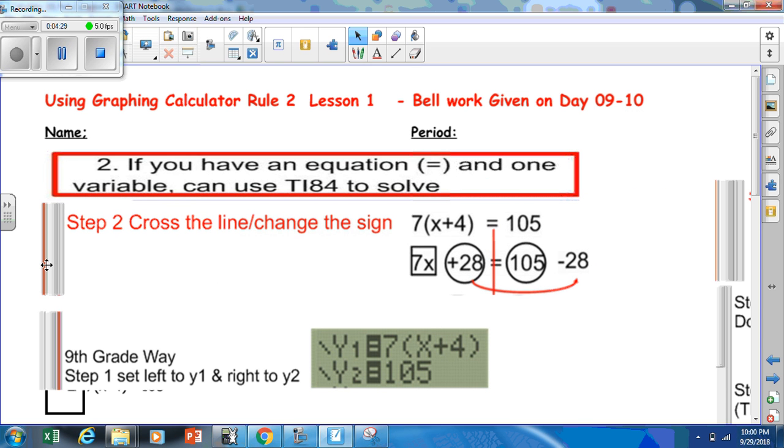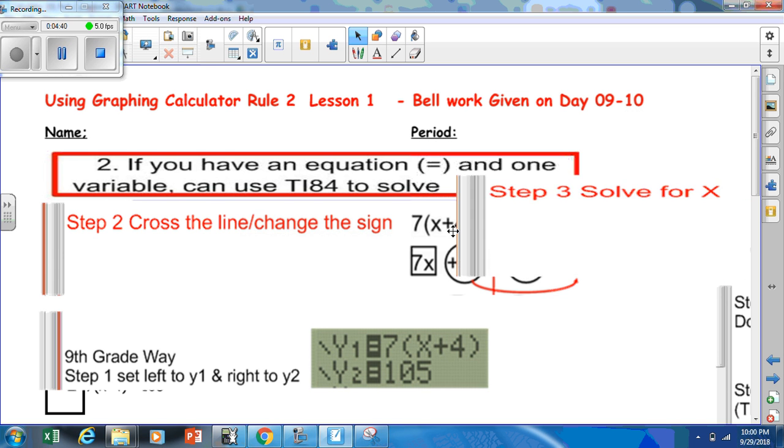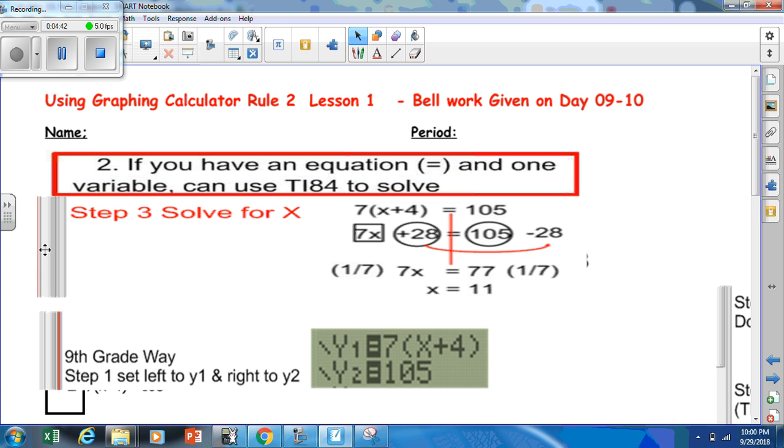In step 3, we now have 7x equals 77. We have to divide by the number in front of the variable, which is 7. So each side is divided by 7. That gives us 11 as our answer. Now, we use our 9th grade method involving the graphing calculators. Y1 goes in the left side. Y2 goes in the right side.